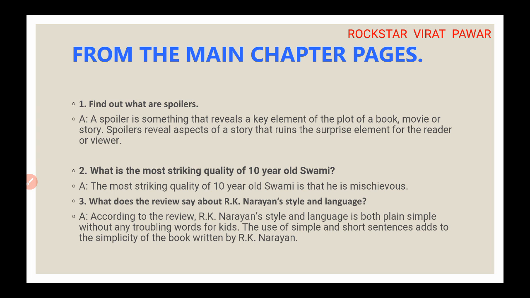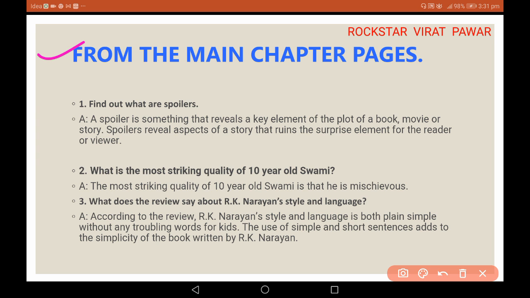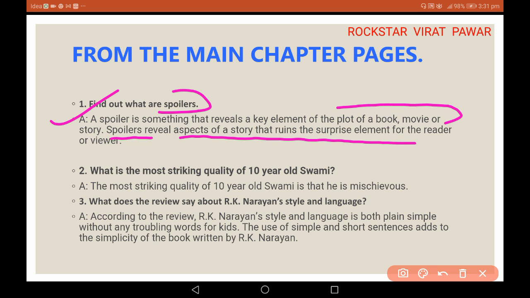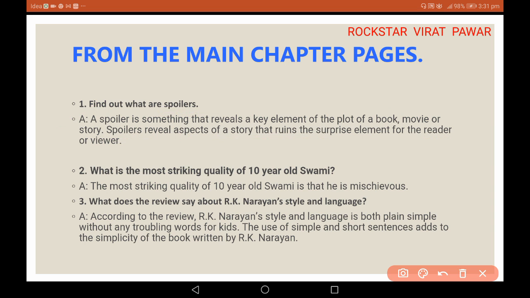In this, firstly we will see some margin questions given in our textbook, and then we will solve the other questions also. The margin question is: find out what are spoilers. A spoiler means something that reveals a key element of the plot of a book, movie, or a story. A spoiler reveals aspects of a story that ruin the surprise element for the reader or a viewer. Now we will see the next question.